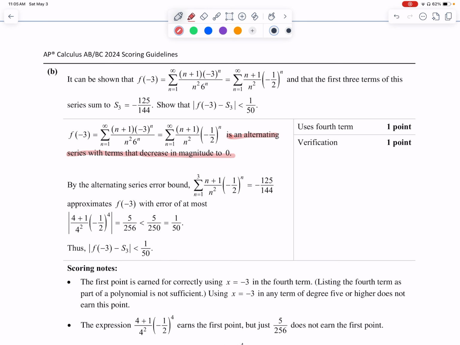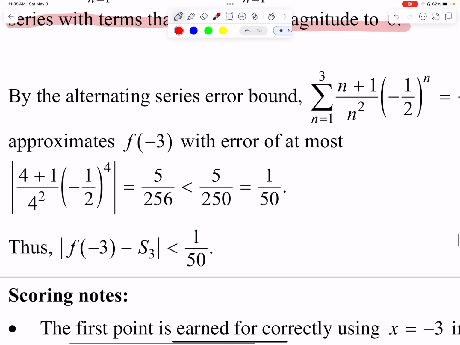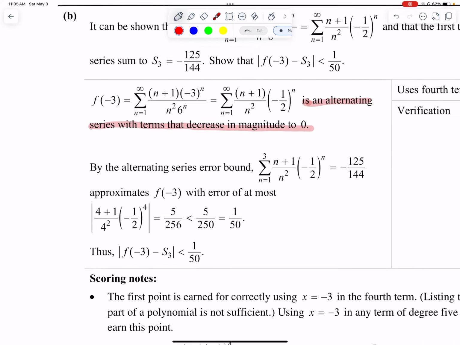And then by the alternating series error bound, this thing is equal to that, approximates f of -3 with error of at most, and they use that next term here. So uses the fourth term, which was less than, oh, this is an interesting way to write it. They just basically scaled this one up to have the same numerator, so multiply the top and the bottom by 5, and then we can see with the bigger denominator, this fraction has to be smaller.